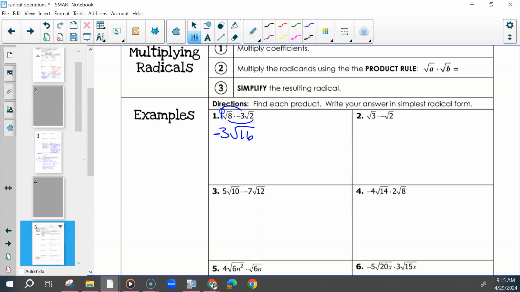And then if you can simplify, do that. So the square root of 16 is 4, which would just give us negative 12. So then number 2 would be what? Negative root 6, or you can put it as a negative 1 root 6, either or, it doesn't matter.